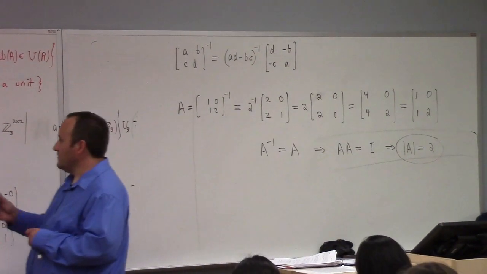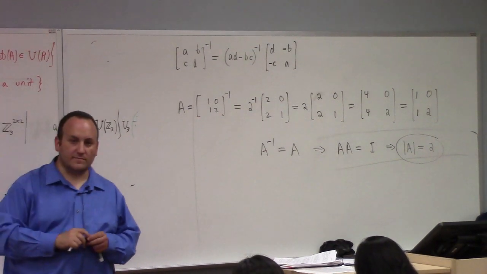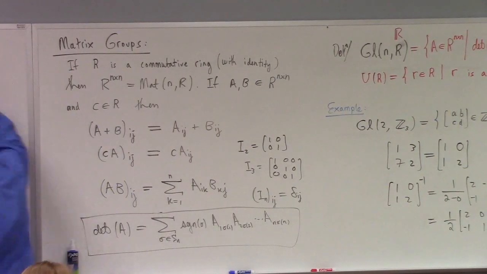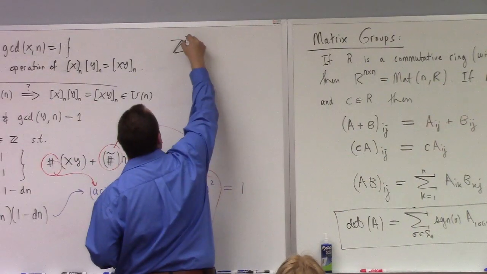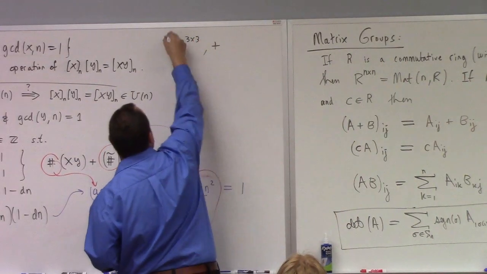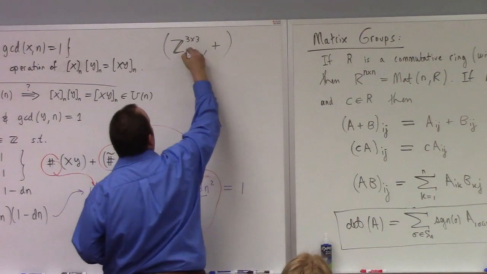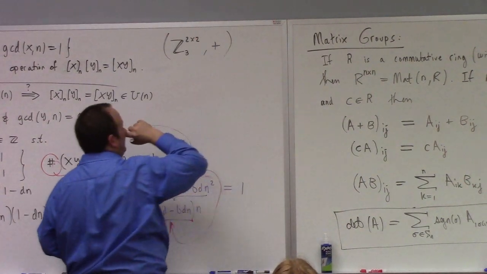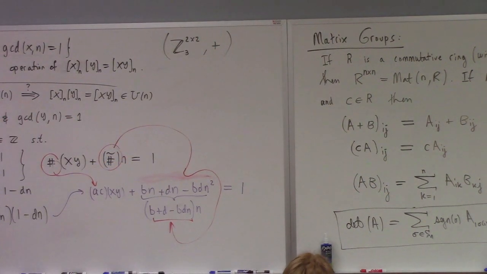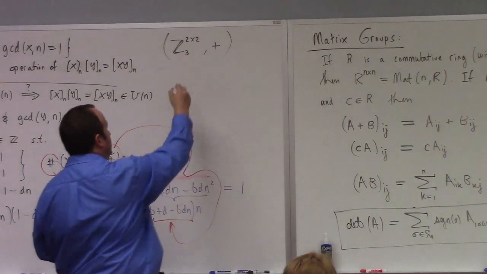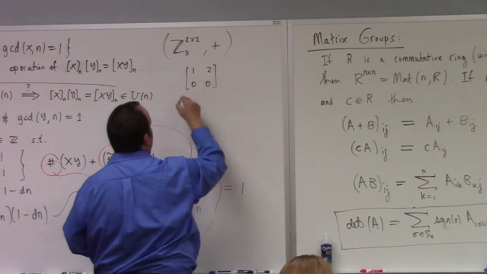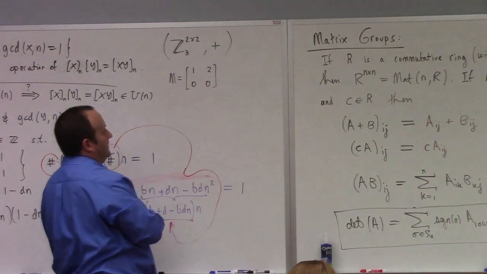What's the order of GL2Z3? Let me start with an easier question. If we look at just Z3 by 3 paired with addition. Oh, not 3 by 3. Goodness. That's an infinite group, the one I just wrote. Here we go. So entries from Z3, 2 by 2 matrices. For example, you might have this one, 1, 2, 0, 0. Call that M.